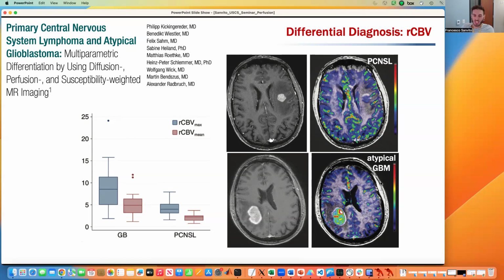An important aspect of this article is that they selectively chose atypical glioblastoma, which is the glioblastoma lesions that do not have necrosis in the middle, because if you have necrosis in the middle, you don't really think that that could be a lymphoma, at least of an immunocompetent patient. So they specifically enrolled patients whose glioblastomas could look like lymphomas and mimic lymphomas, essentially.